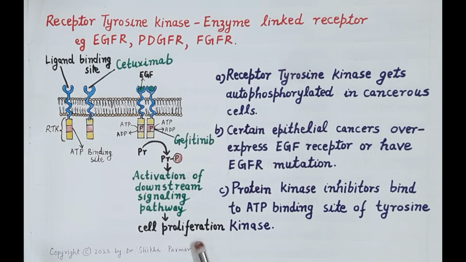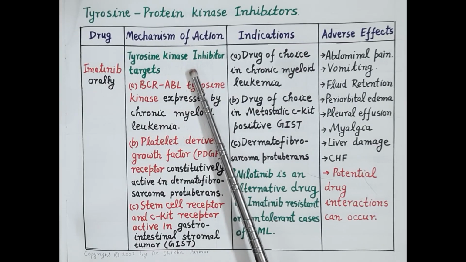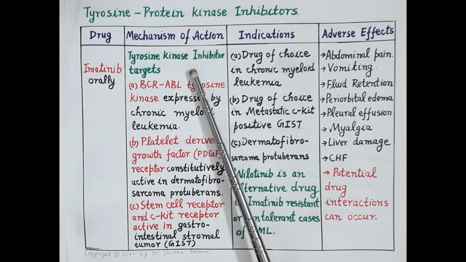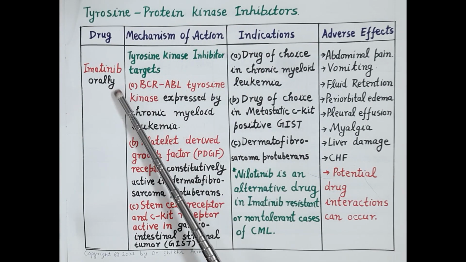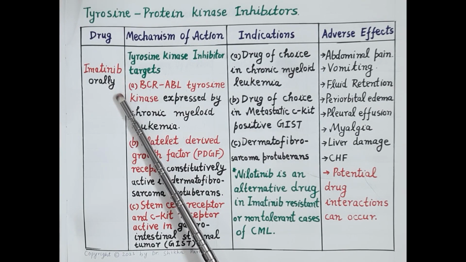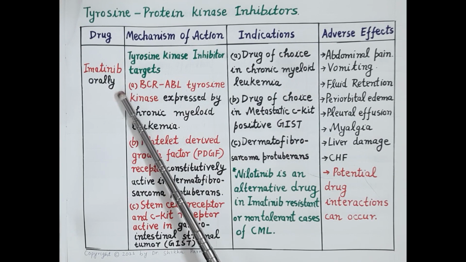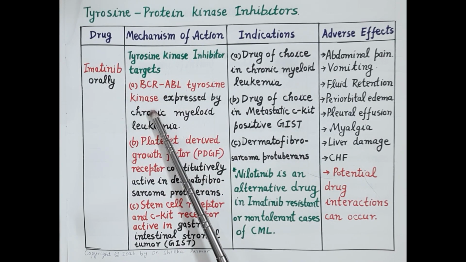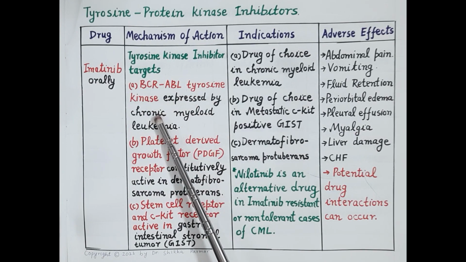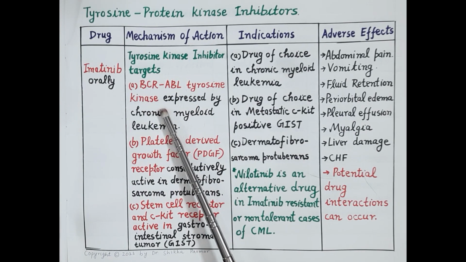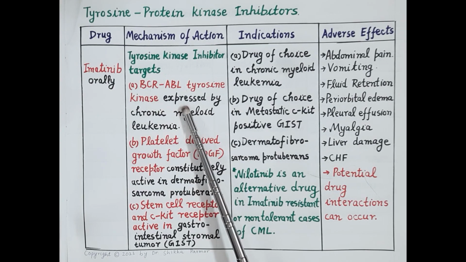So now let's discuss the pharmacology of each category of targeted cancer therapy. Now, the first category of targeted drugs is tyrosine protein kinase inhibitors. The prototype drug is imatinib. This drug is given orally. Imatinib targets BCR-ABL tyrosine kinase. BCR-ABL is a mutated gene, and this mutated gene produces mutated BCR-ABL tyrosine kinase. This abnormal tyrosine kinase is overexpressed or excessively produced in chronic myeloid leukemia.